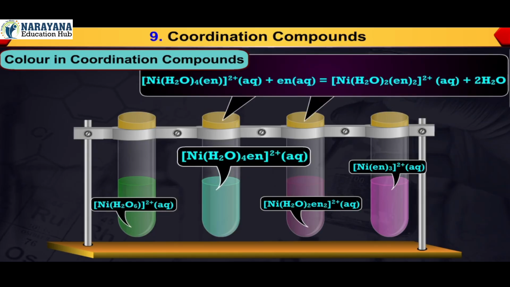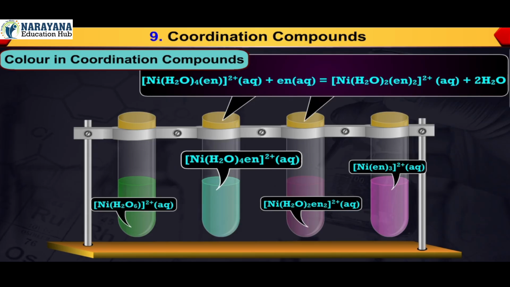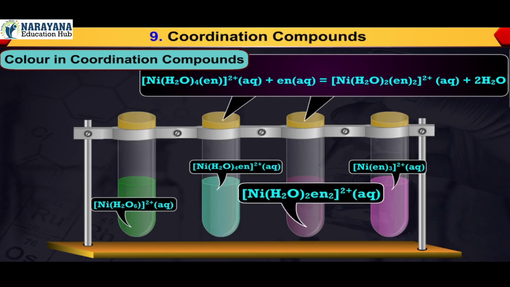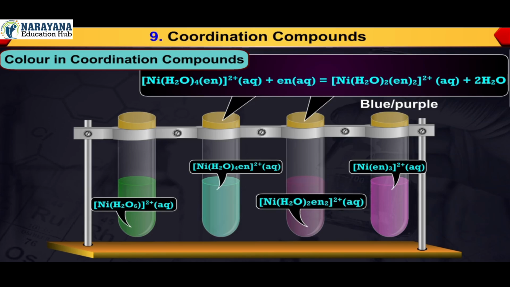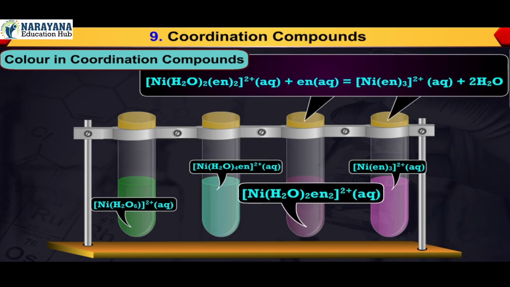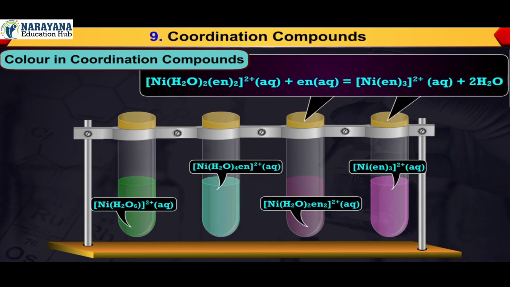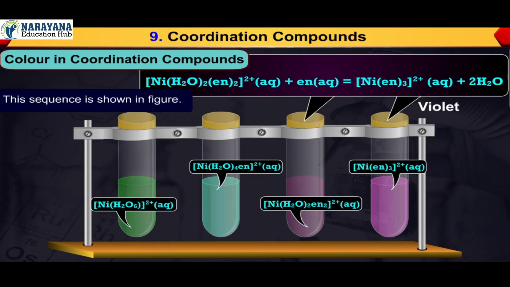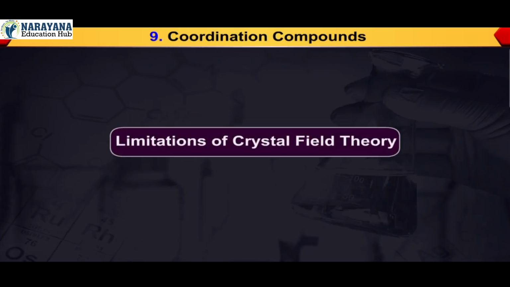[Ni(H2O)4(en)]2+ (aq) + en (aq) gives [Ni(H2O)2(en)2]2+ (blue or purple) (aq) + 2H2O. [Ni(H2O)2(en)2]2+ (aq) + en (aq) is equal to [Ni(en)3]2+ (violet) (aq) + 2H2O. This sequence is shown in the figure.